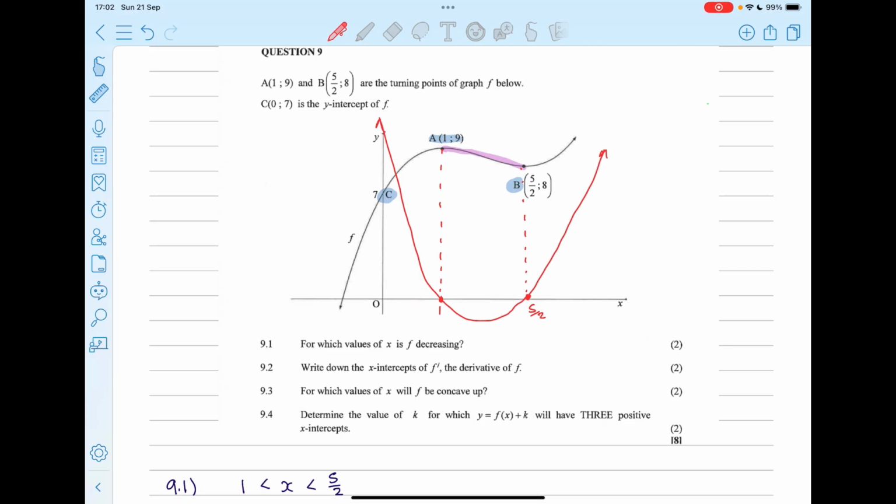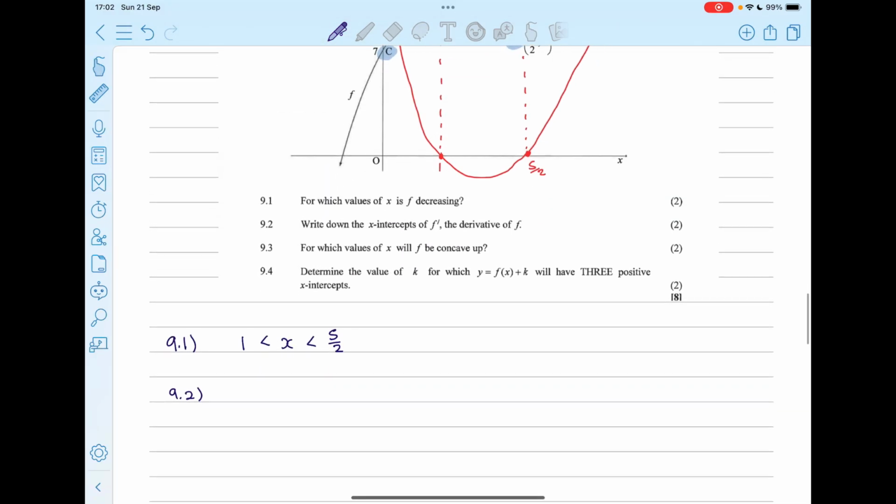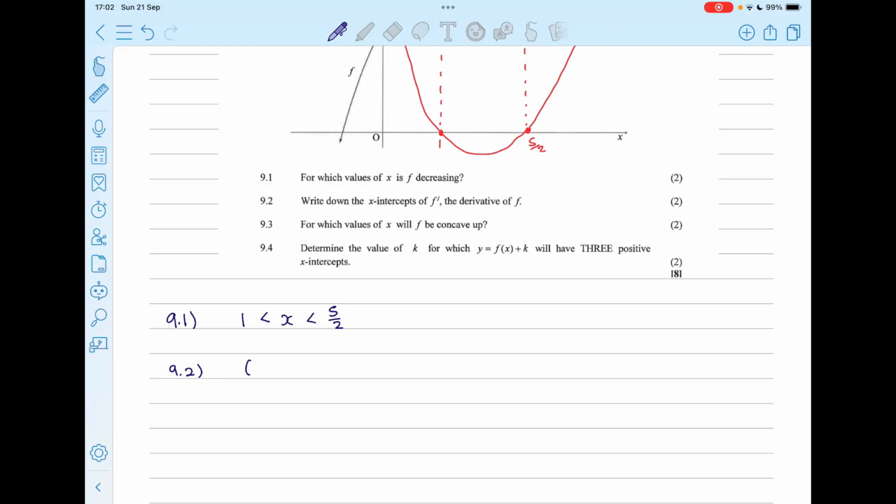Okay, so that means that the x-intercepts will be at x is equal to 1 and 5 over 2.